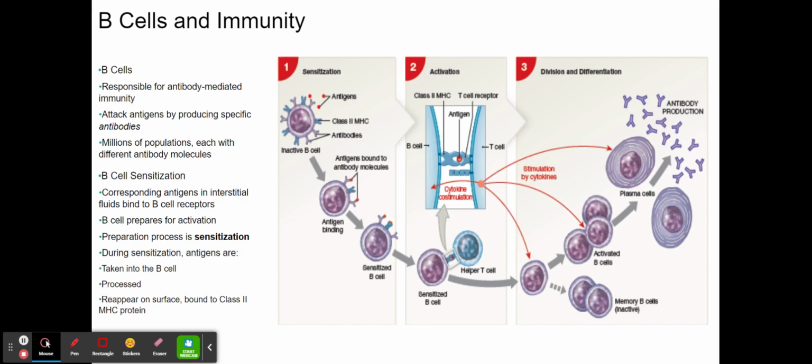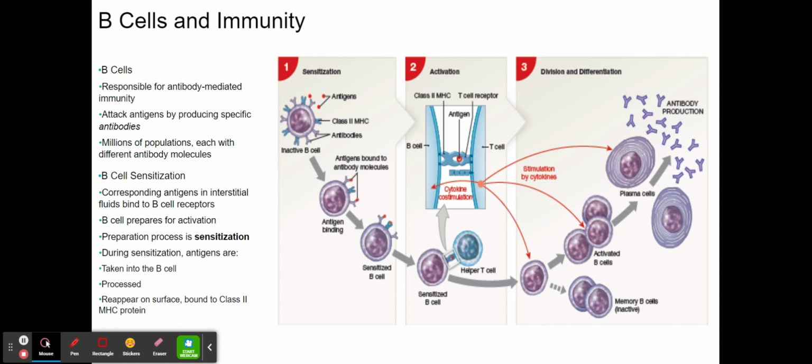Each B cell carries its own particular type of antibody molecules in its plasma membrane. If corresponding antigens appear in the interstitial fluid, they interact with these superficial antibodies. When binding occurs, the B cell prepares to undergo activation. This preparatory process is called sensitization. Because B cells migrate throughout the body, pausing briefly in one lymphoid tissue or another, sensitization typically takes place within the lymph node of the nearest site of infection or injury.